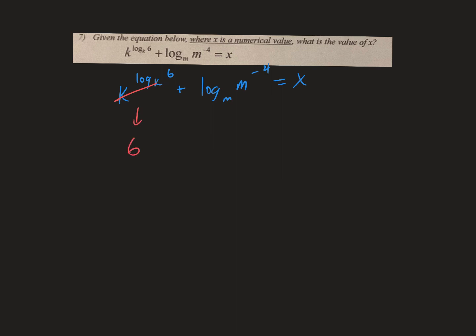Similarly, if you take the negative 4 and move it out front, you realize that log base m of m is just equal to 1. So you get 6 plus negative 4, which is equal to x. Well, that's just 2. So that's my answer right there. It's actually a very simple problem coming out of something that looks pretty confusing. Hopefully, guys, these problems help you out. Good luck and happy studying.